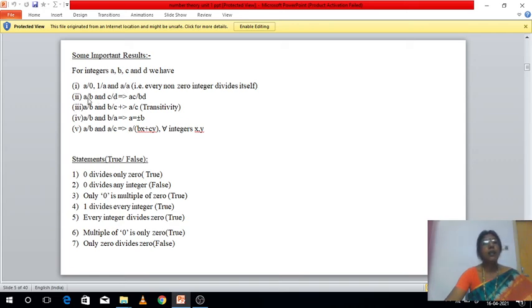Second property: if A divides B and C divides D, then AC divides BD. Third: A divides B and B divides C implies A divides C, which is called transitivity. We are going to see the proofs in the next class. Next, A divides B and B divides A implies A is plus or minus B. Next, A divides B and A divides C implies A divides Bx plus Cy for integers x, y.